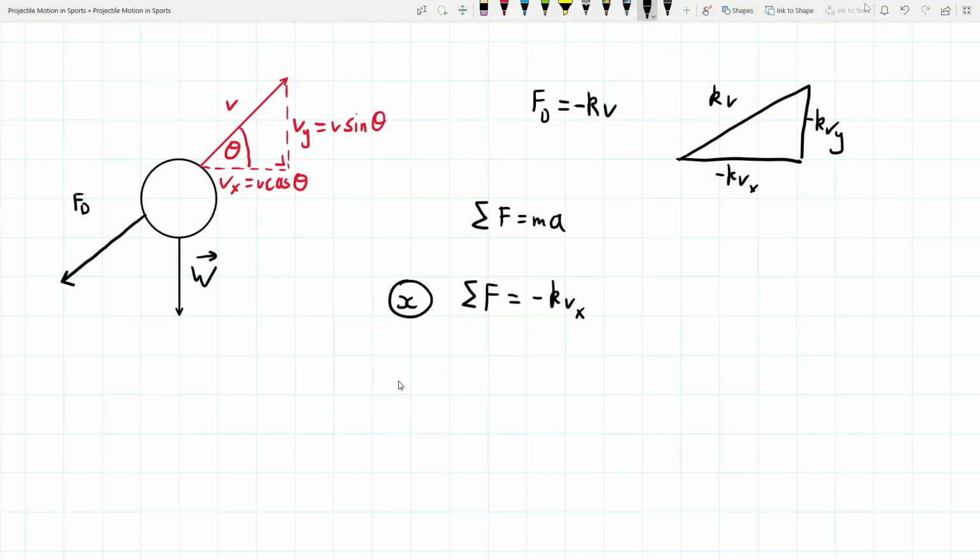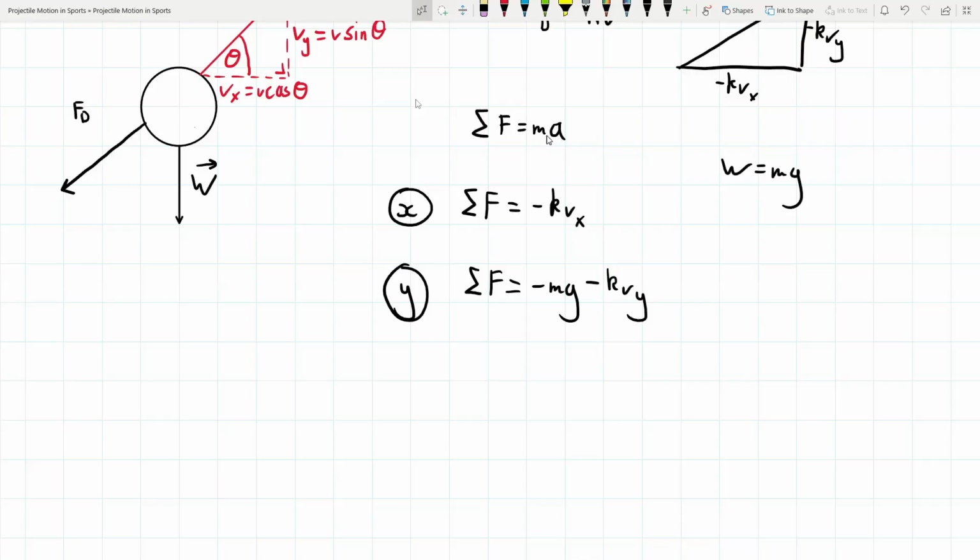In the y direction, we have the sum of forces equals minus the weight going downwards, and remember the weight is equal to mg, so it's going to be minus mg since it's going downwards, minus the force of drag in the y direction, which is kvy. So since the sum of forces is equal to ma, that means the sum of forces in the x direction is going to be m times a in the x direction. That means the sum of forces in the y direction is going to be m times a in the y direction, which you can verify from earlier.